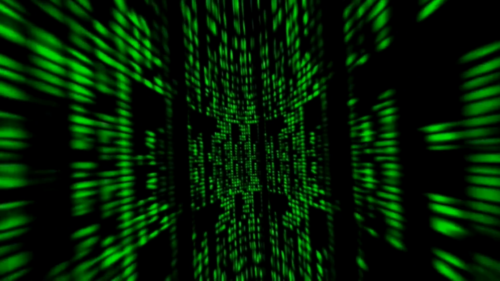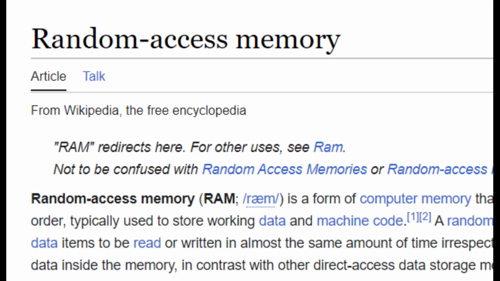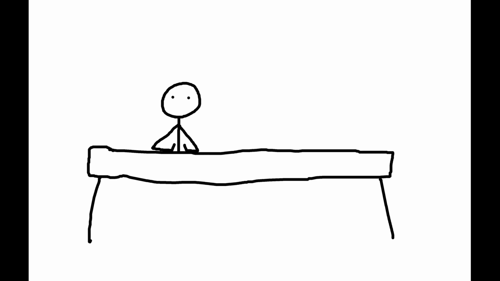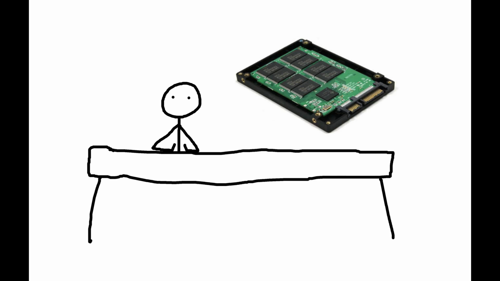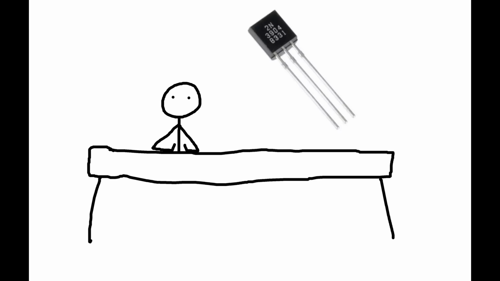Code and data reside in various types of memory, of which the primary form is random access memory, otherwise known as the spec on my computer most people for some reason always ask me about. This type of memory holds the currently executing code and data. The code and data that are not currently in use are usually stored on secondary storage devices like hard drives or solid-state drives. At the lowest level, the computer's hardware consists of electronic circuits built using components like transistors.